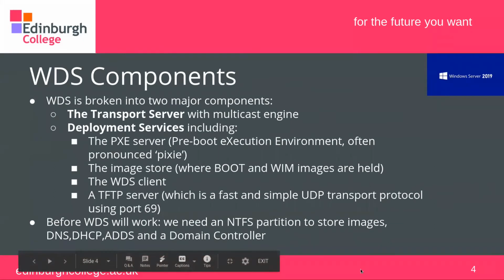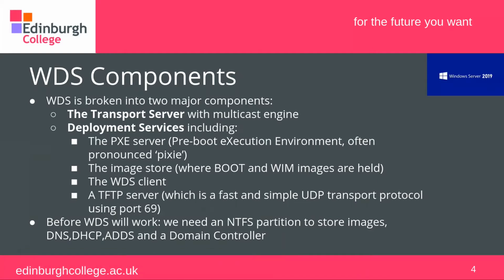Right. So when we add the Windows Deployment Services role onto the Windows Server, we're actually adding two subcomponents. Those two subcomponents are the transport server with a multicast engine, which is fairly straightforward. This just allows us to transport data over the network. So it's quite a simple concept, the transport server. The transport server transports things. Then we have the deployment services, including a PXE server, PXE, the pre-boot execution environment, the image store, where boot and WIM images are held, the WDS client, and a TFTP server.